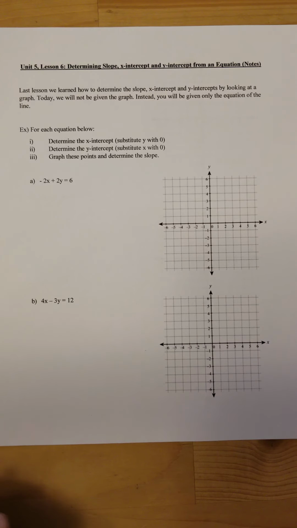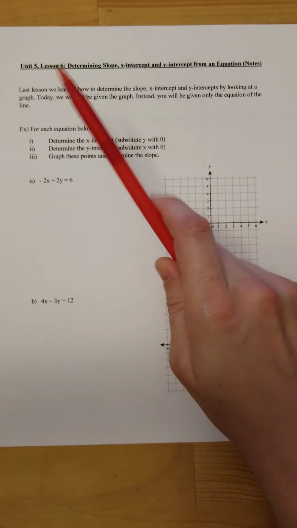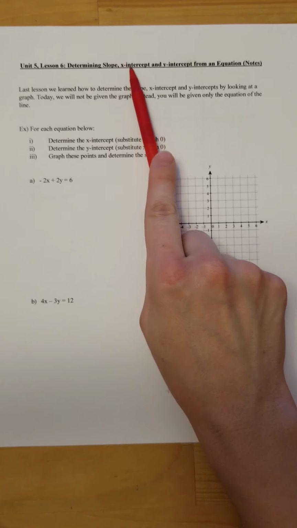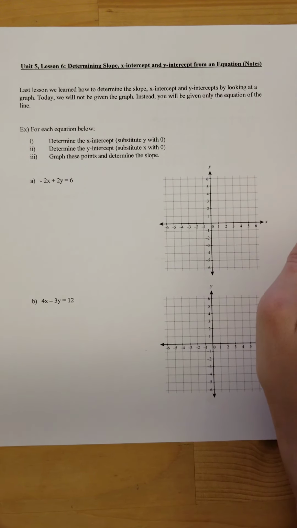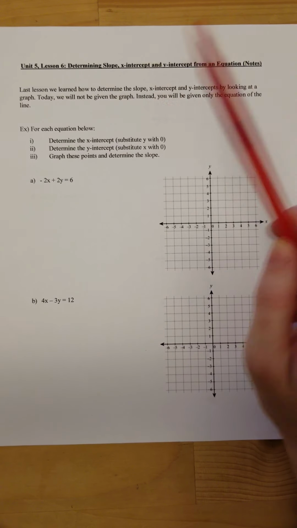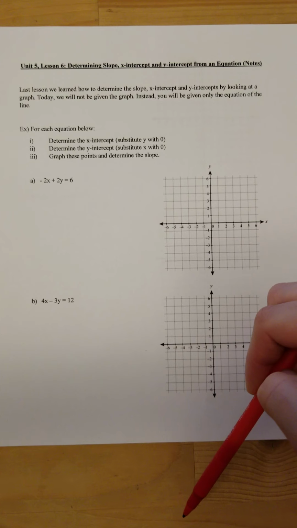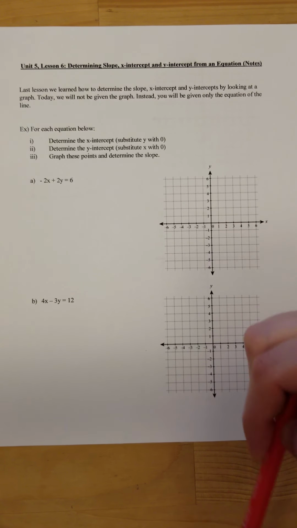And if you watched the video for Unit 5, Lesson 5, you're going to recognize three things that we're talking about. In Lesson 5, we talked about determining slope, or rise over run, x-intercept, and y-intercept. But in Lesson 5, I gave you a picture of the line or the graph already, and we just used the picture given to determine the slope, x-intercept and y-intercept, and it was quite easy.